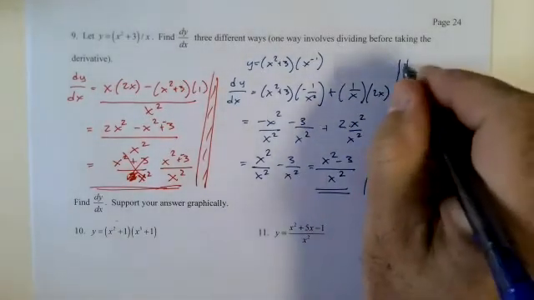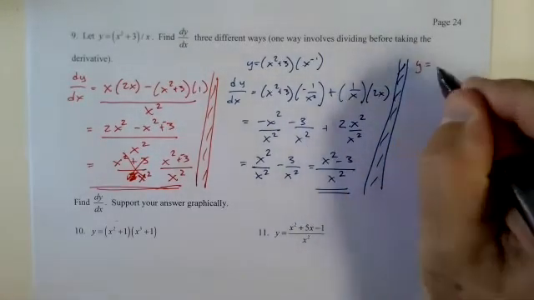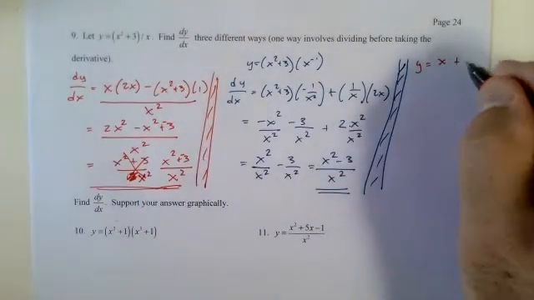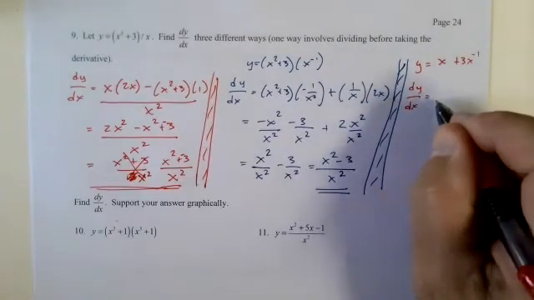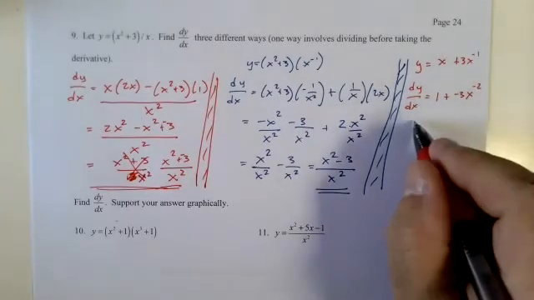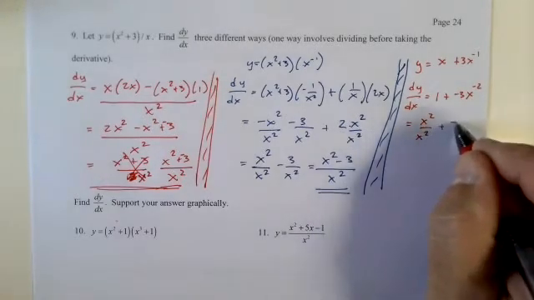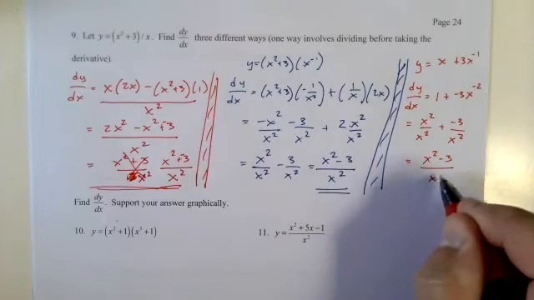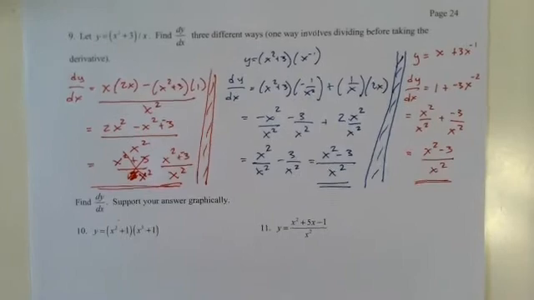One more time. Not only am I making tons of mistakes, I am not leaving myself enough space. x squared over x is x plus 3x to the negative first. dy/dx equals 1 plus negative 3x to the negative second equals x squared over x squared plus negative 3 over x squared is x squared minus 3 over x squared. How you want to do it is entirely up to you.